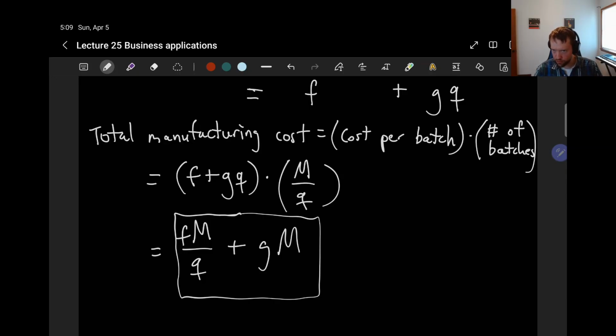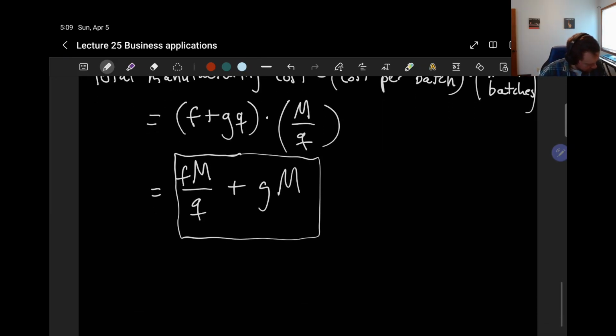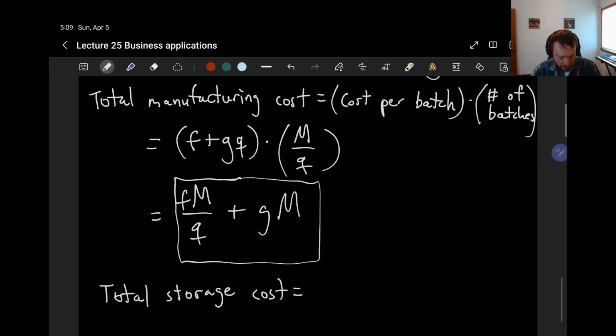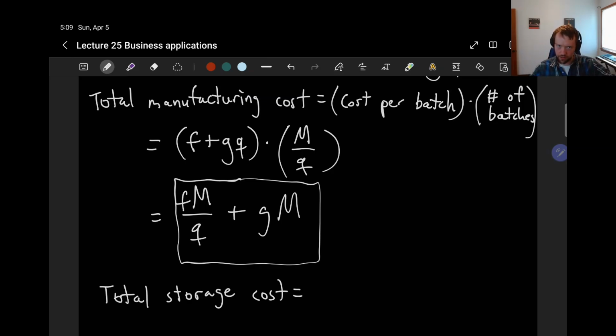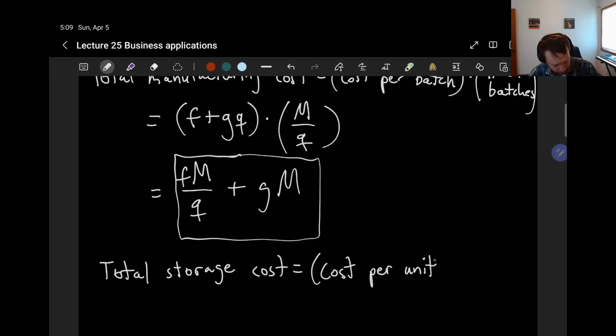But remember, we have storage costs as well. Right? So the storage cost, and then we'll combine these two things to get the overall cost, and then we'll be set up. So for storage cost, that's going to be the cost per unit times the average number of units in storage.